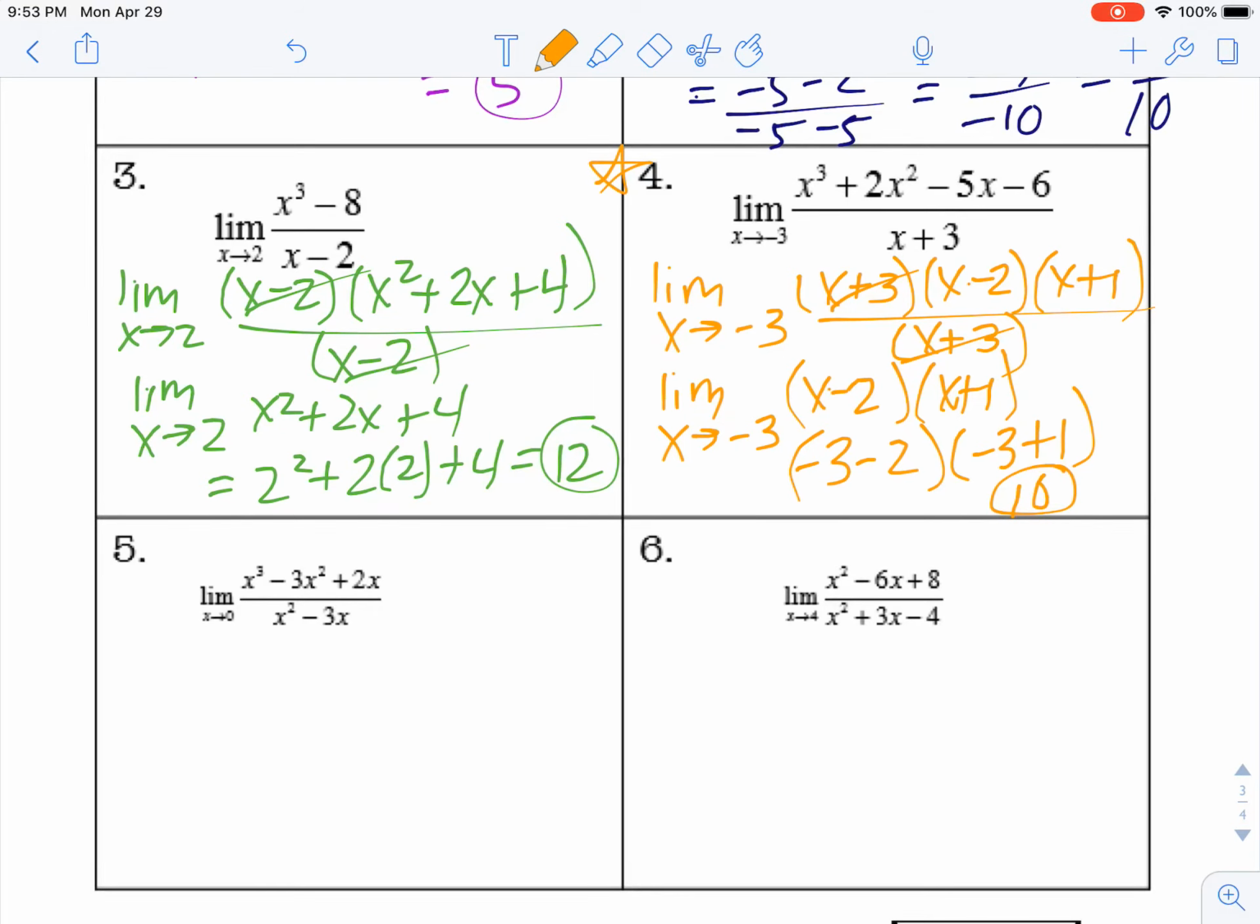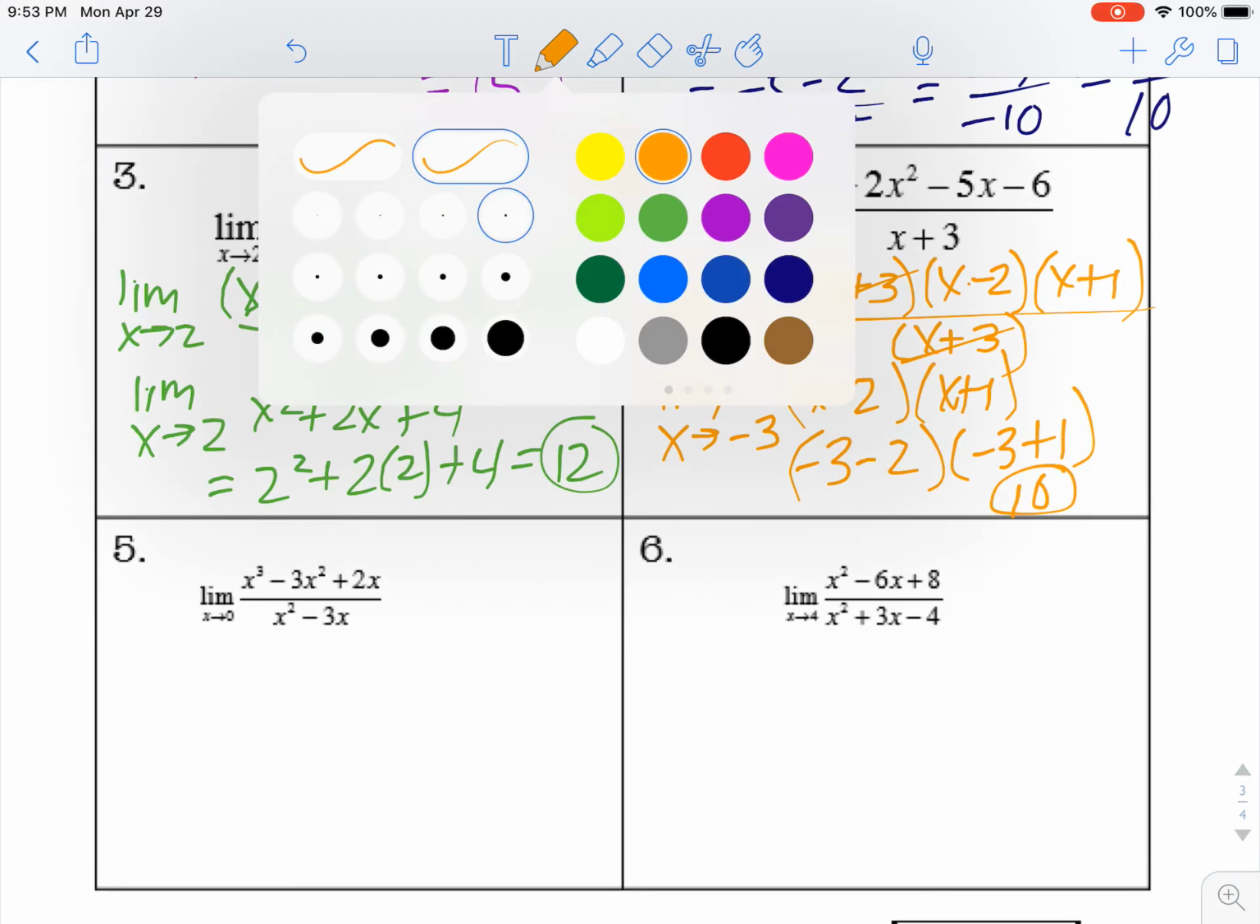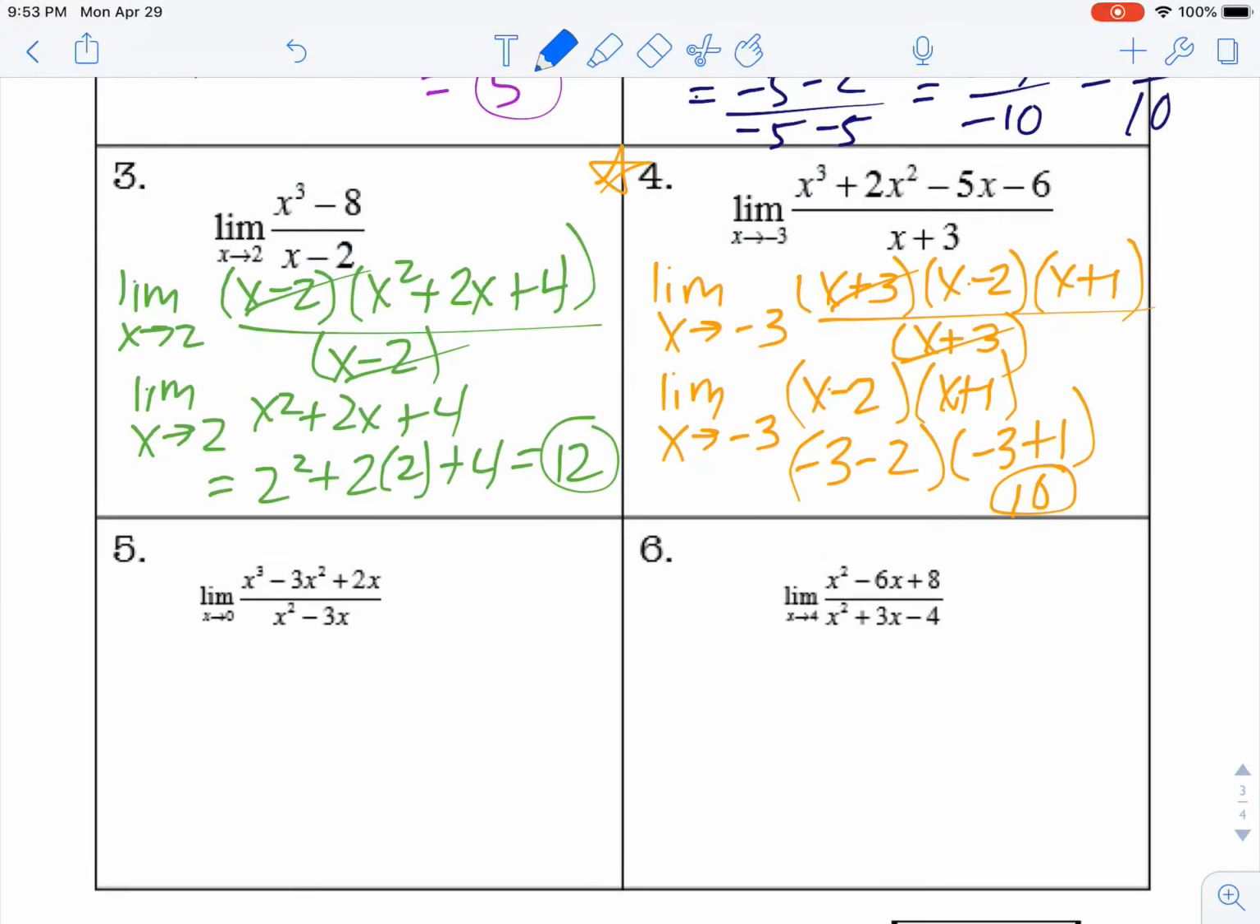Okay, number 5, numerator, it looks like I'm going to have to factor it at least twice. So let me just do that up here real quick. You could take out an x, the GCF there, x squared minus 3x plus 2. And then we got x minus 2, x minus 1. All right. Denominator, you just take a GCF out of that, so I'll do that as I do the problem.